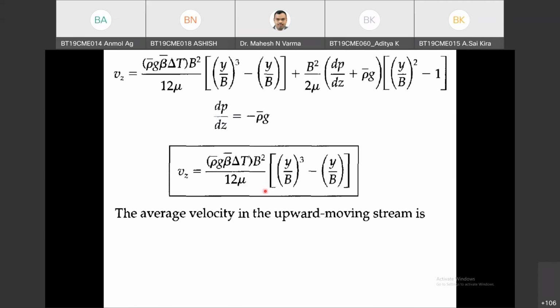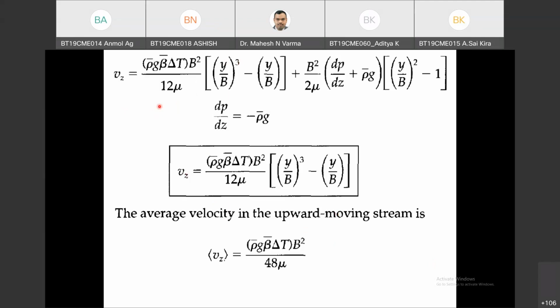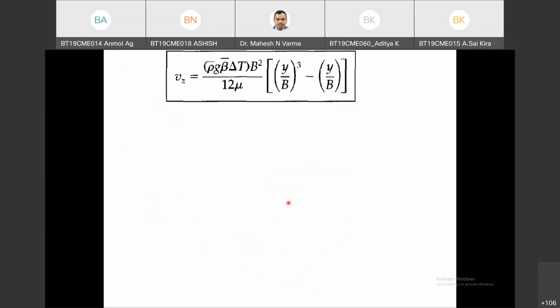So you can integrate this equation from minus b to 0. So what will be the average velocity from this point to this point? This will be minus b to 0. So integrate this equation from minus b to 0 dy. That will be the average velocity of the upward moving stream. So this is the average velocity and this is the velocity profile.